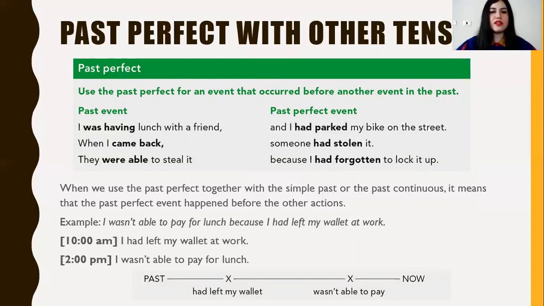So the action in the past is I wasn't able to pay for the lunch, but before that, I had left my wallet at work, okay? So we have here the timeline, and first, the action that happened first is that I left my wallet at work, and then I wasn't able to pay for my lunch, okay? So the action that we're talking about and using the past perfect for is always going to be the action that happened first, okay?